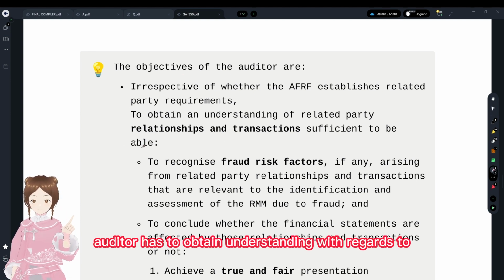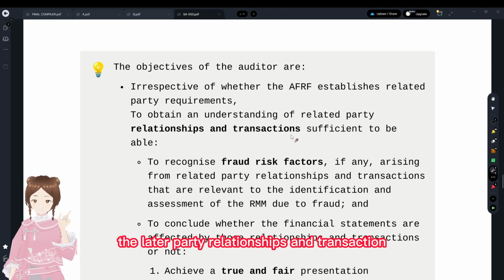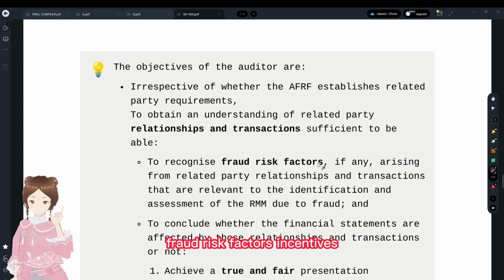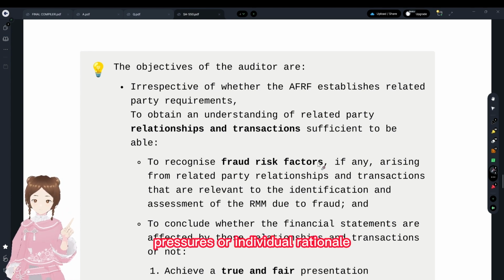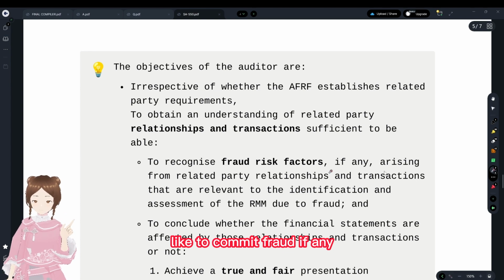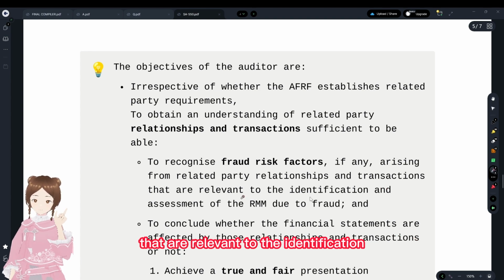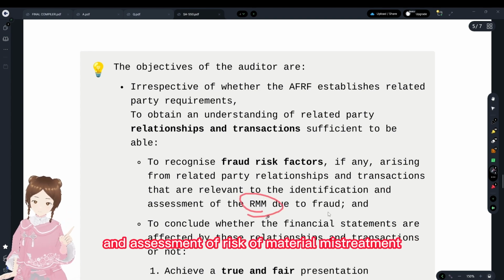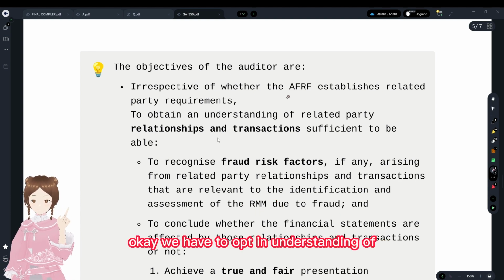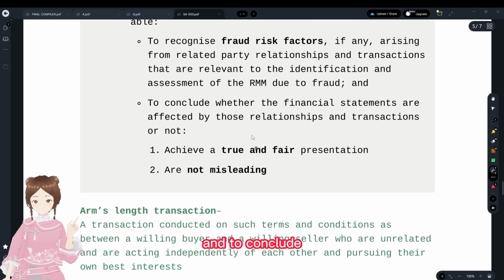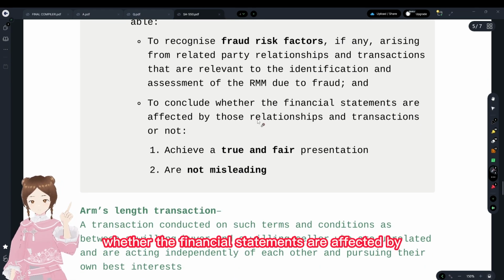The auditor has to obtain an understanding of related party relationships and transactions sufficient to be able to recognize fraud risk factors, like what we have learned: incentives, opportunities, pressures, or individual rationale to commit fraud, if any, arising from related party relationships or transactions that are relevant to the identification and assessment of the risk of material misstatement due to fraud. Okay, we have to obtain an understanding of relationships and transactions with related parties, to recognize fraud risk factors, and to conclude whether the financial statements are affected by those relationships.